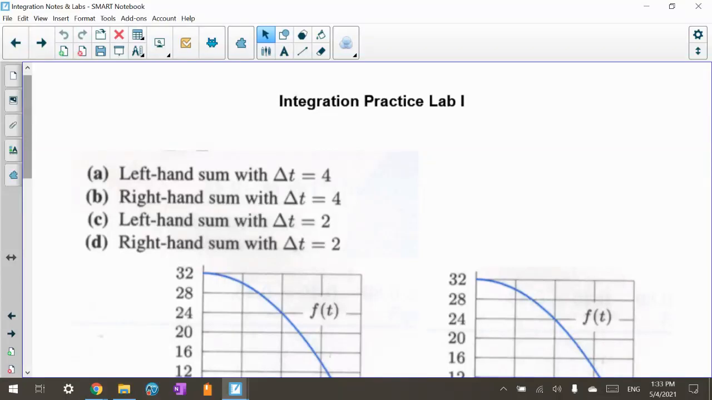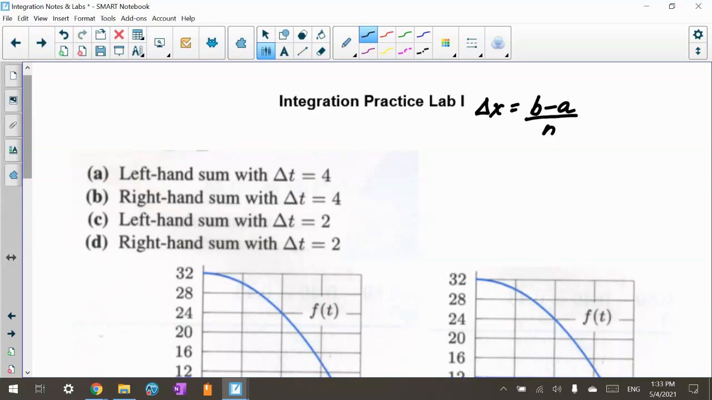All right, this is my integration practice lab, and we're starting integration. In this lab in particular, we're going to practice the left and the right hand sums. I just want to remind you that delta x is going to be b minus a all over n. We're going to use that formula. And remember, this is the change in the width of the rectangle.